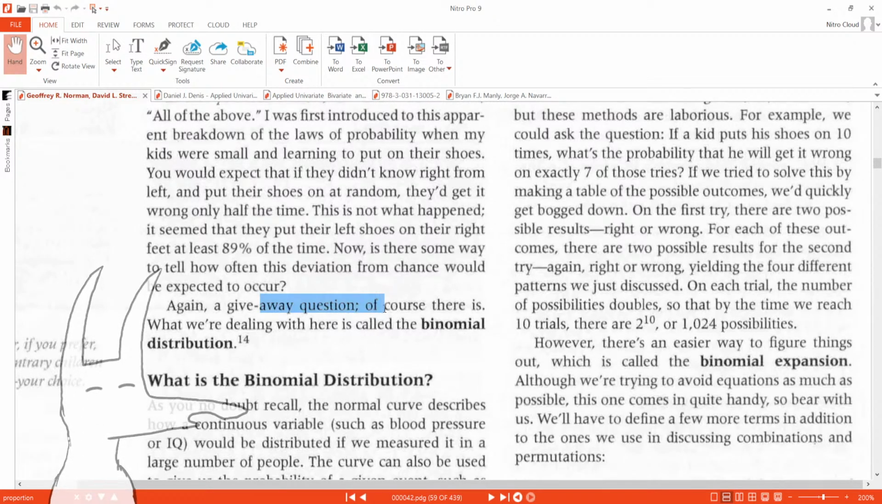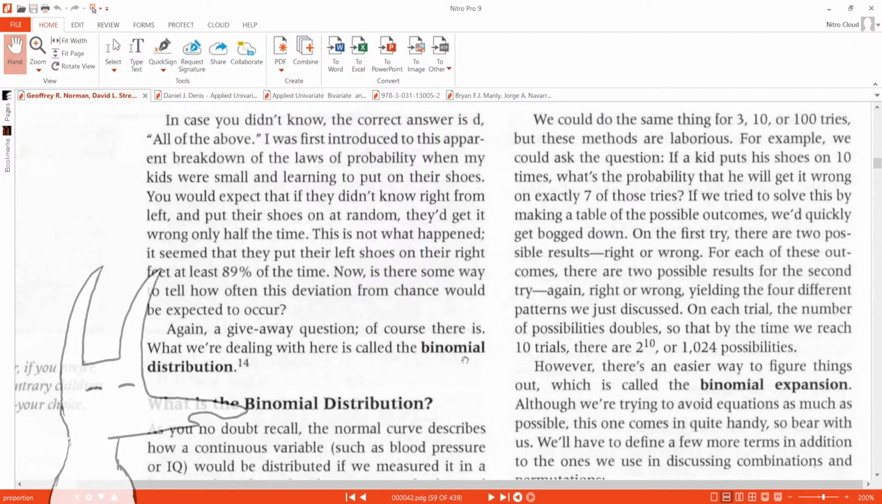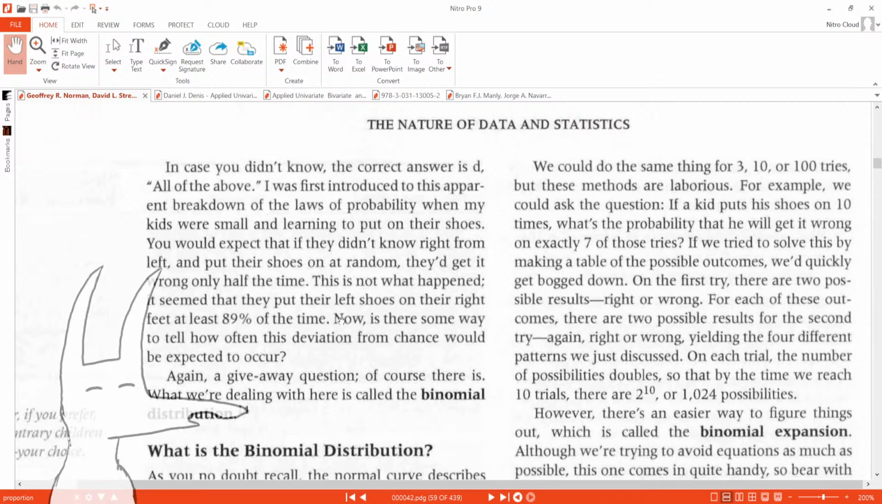Again, a giveaway question, of course. Of course there is. What we're dealing with here is called the binomial distribution. Wait, so the question is now, is there some way to tell how often this deviation from chance would be expected to occur?